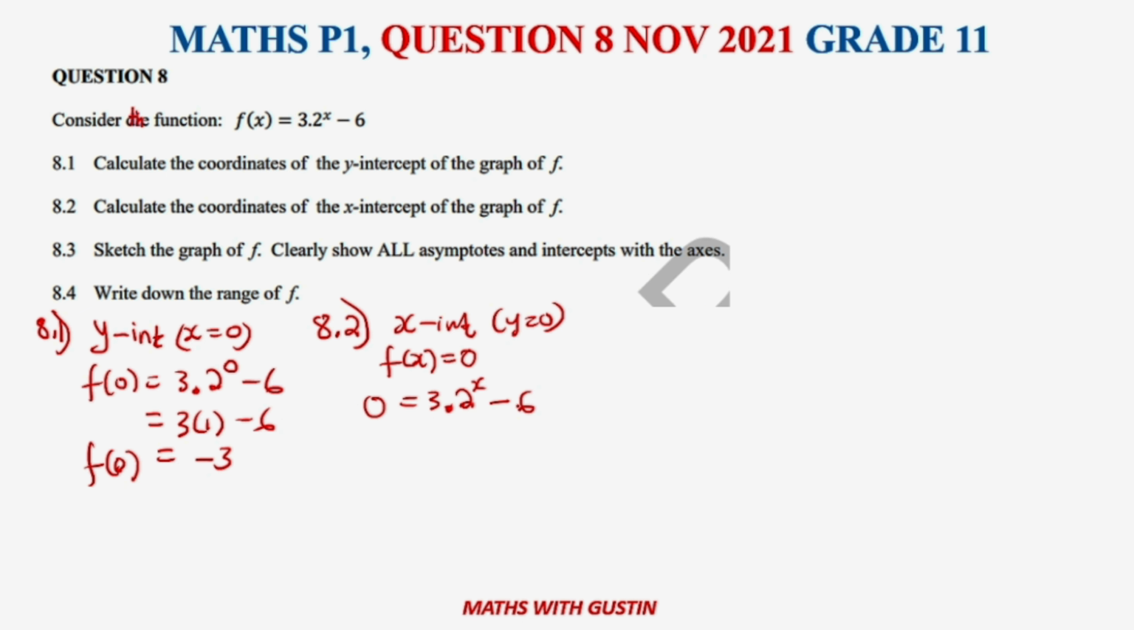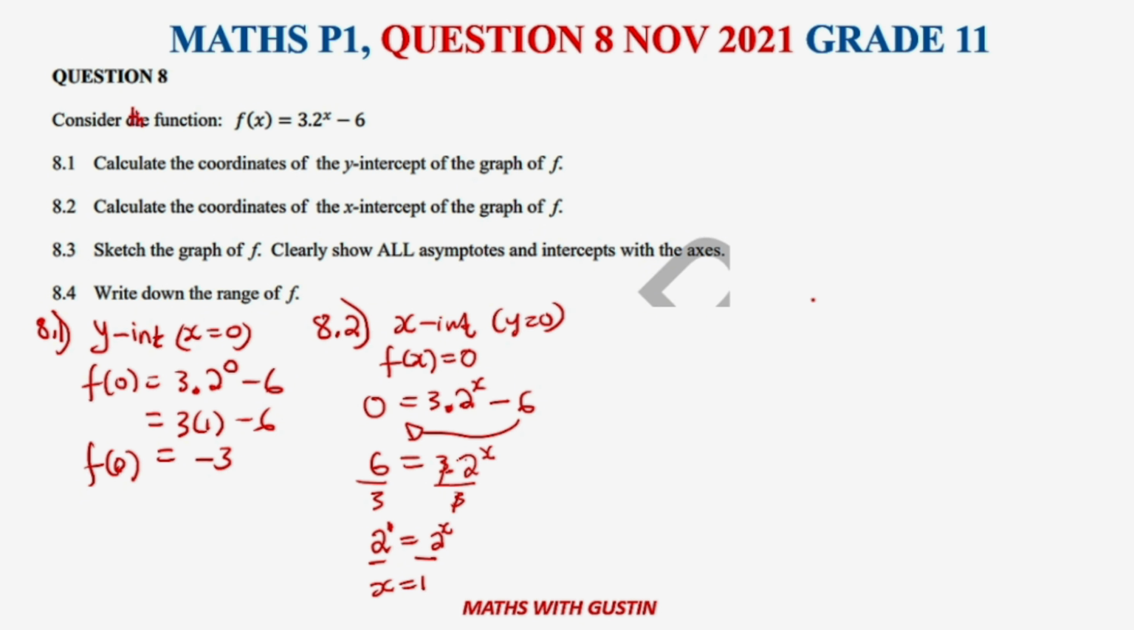Great stuff. Now we take 6 to the other side. It gives us positive 6 is equal to 3 times 2 to the power of x. Divide both sides by 3. Therefore 6 divided by 3 is 2, which is equal to 2 to the power of x. We know that 2 is also 2 to the power of 1. Therefore the bases are the same, so the exponents will also be equal, which gives us x is equal to 1.